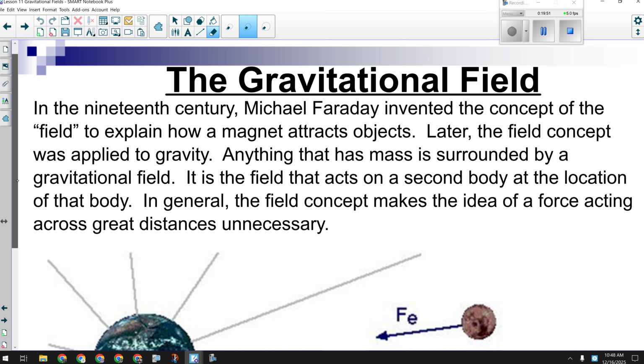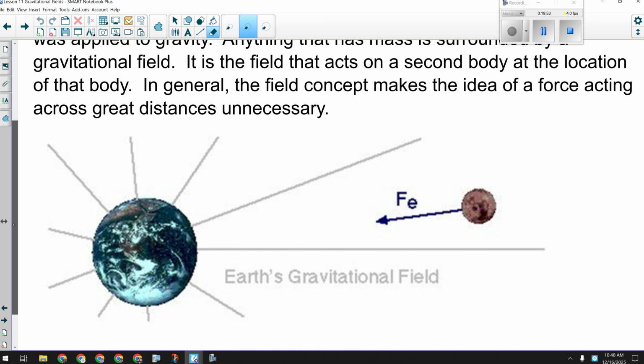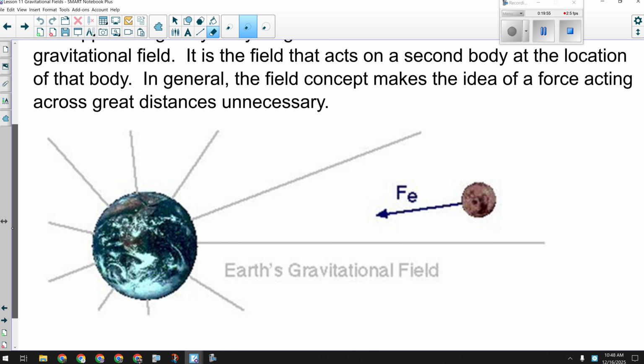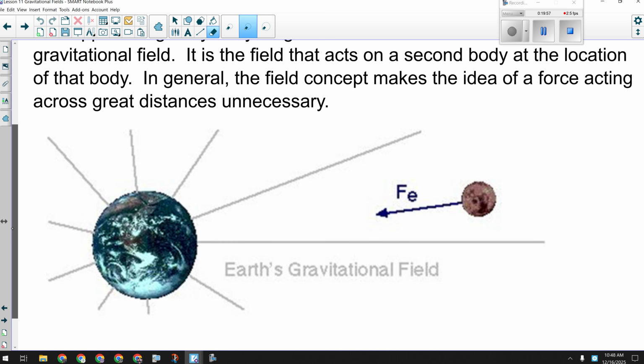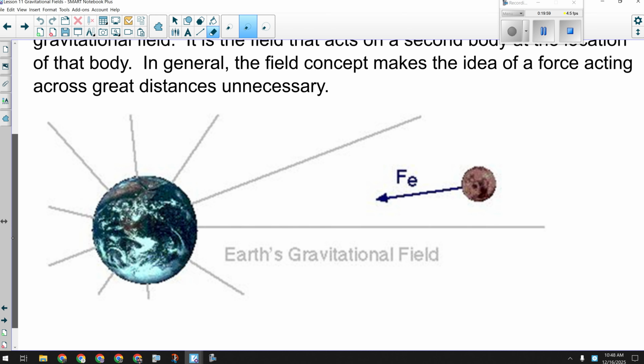All right, everybody with me so far? As long as we understand what a field is, right? An area of influence or sphere of influence of an object's gravity.